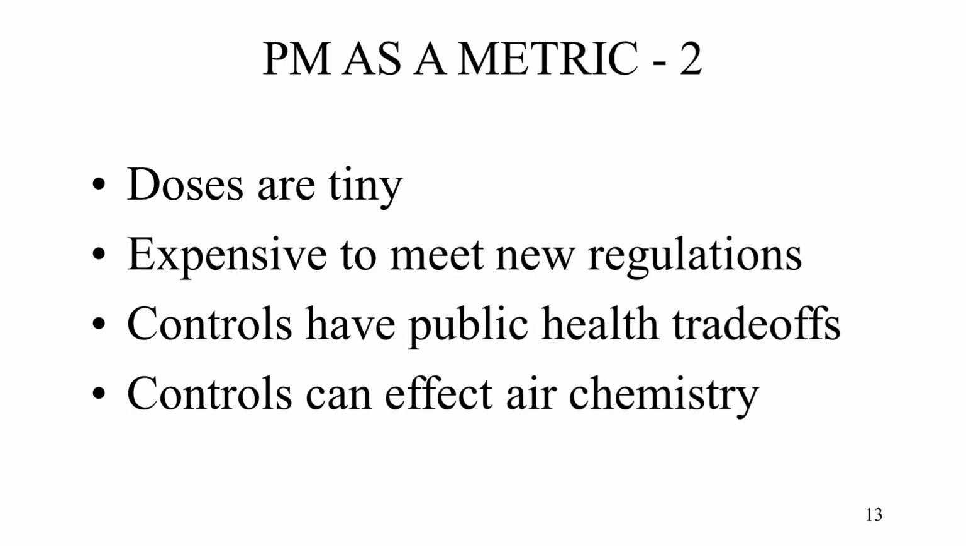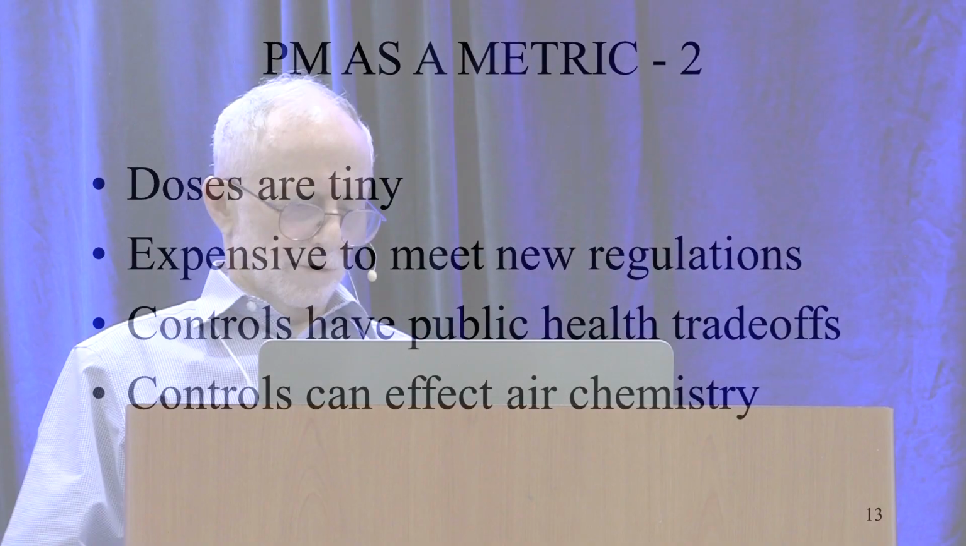The controls also affect air chemistry. We won't go into that. But particulate material are the sites for destruction of ozone chemistry. And therefore, if you change the particulate levels downward, you could increase the ozone levels and other gases and particles. So the air chemistry is not considered, along with the trade-offs.